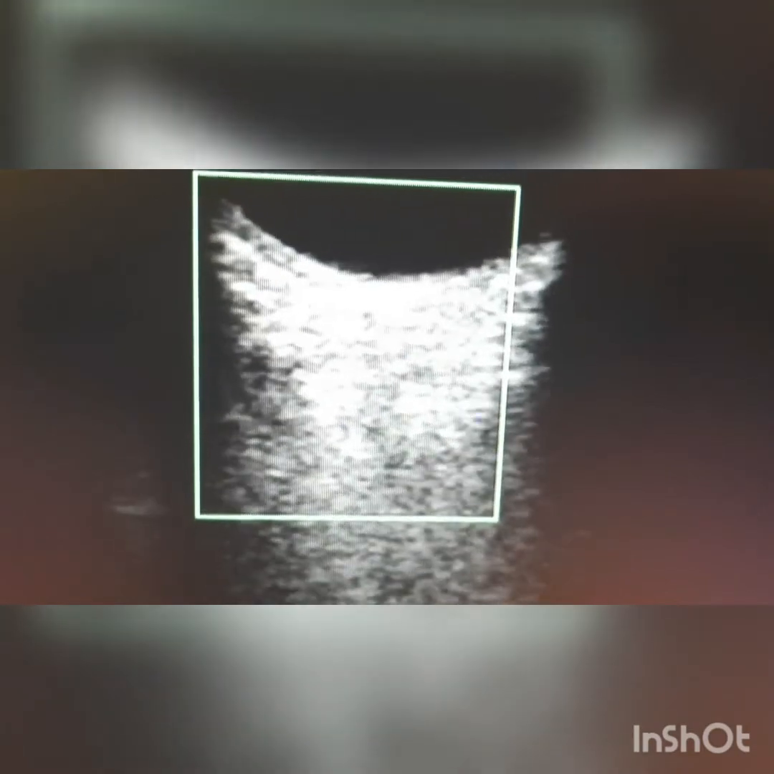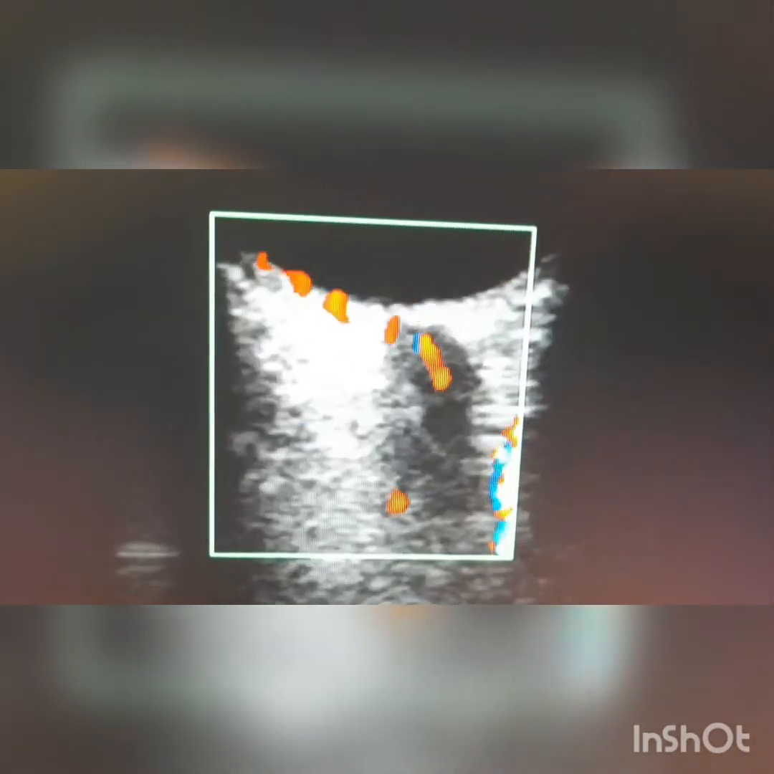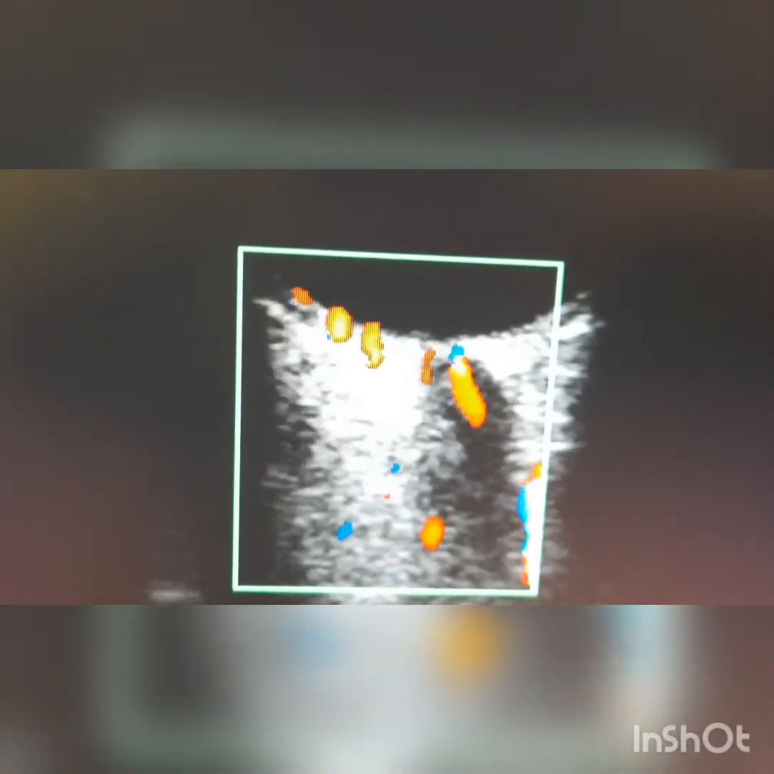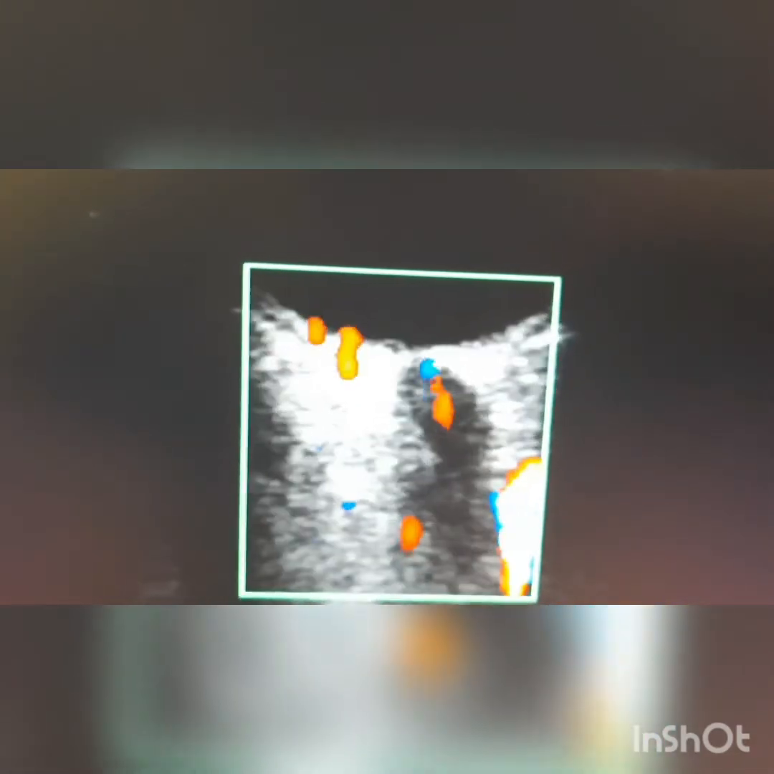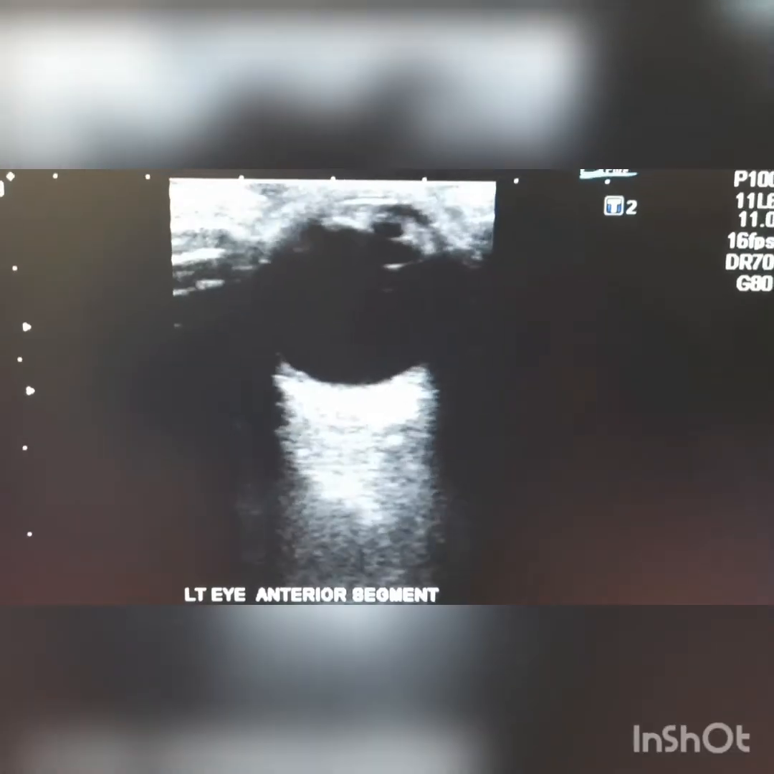The last thing you will now have to do is to measure the optic nerve, as well as to put color Doppler on the optic nerve to check for possible occlusion of the central retinal artery.